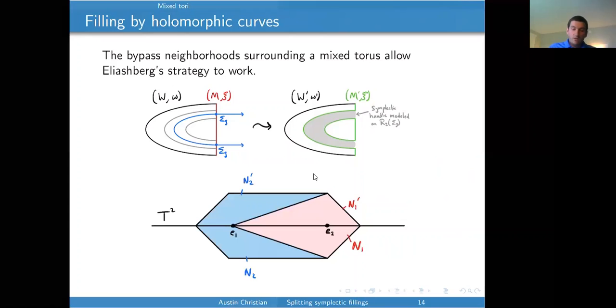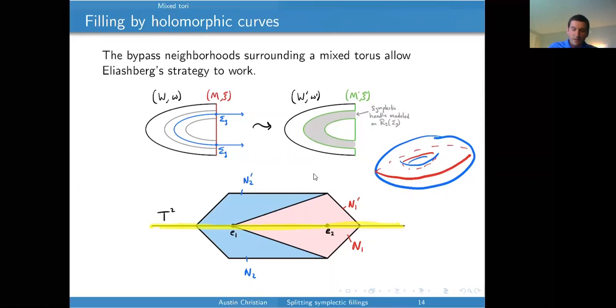Okay, so they do, and I'll reproduce that sort of ugly torus we had before. And this is kind of a nonsense diagram here that's supposed to explain what's going on. So here's our mixed torus. This E1 and E2, these are the two dividing curves that appear on our torus. These are elliptic Reeb orbits.